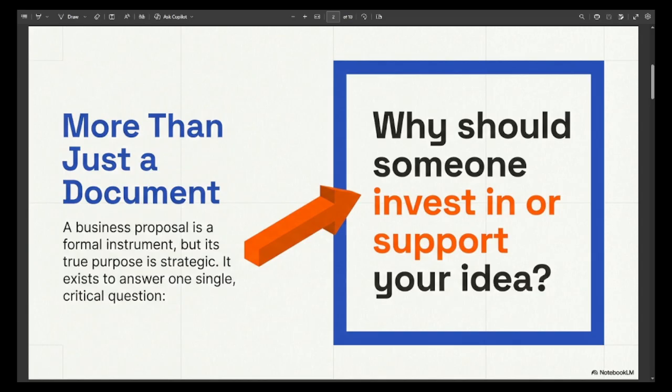Say at an opportunity where you are not present to speak for yourself with emotions, facial expressions, and all that, your proposal does your representation. So a business proposal is a formal instrument, but its true purpose is strategic. It exists to answer one single critical question: why should people invest in my business, or why should people give my business a listening ear? Next slide, please.